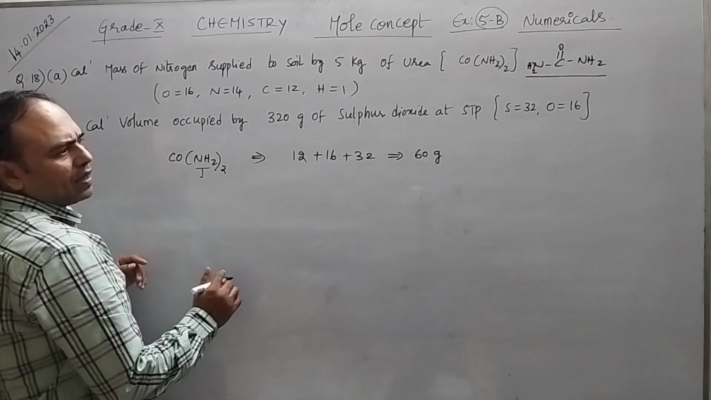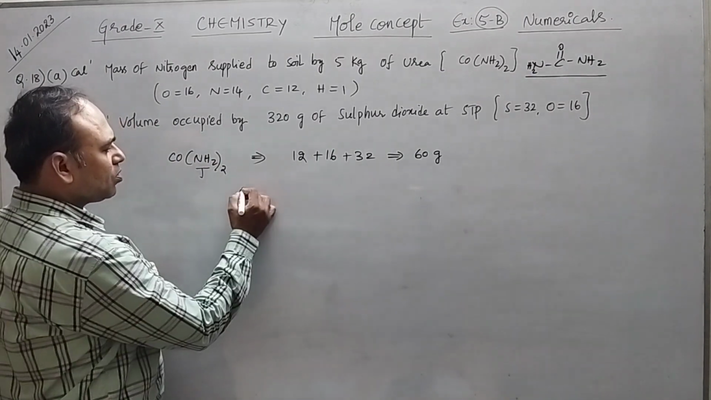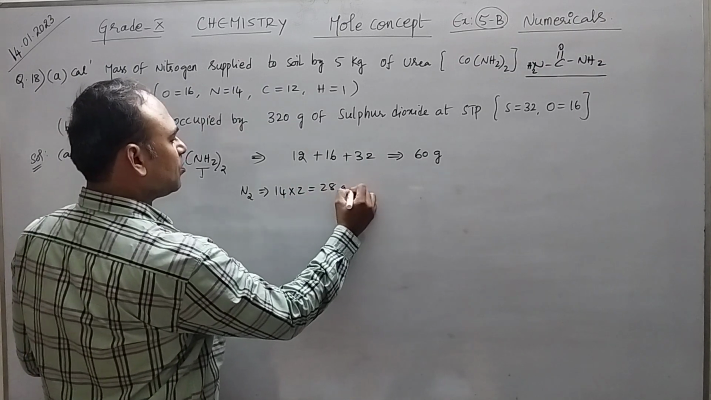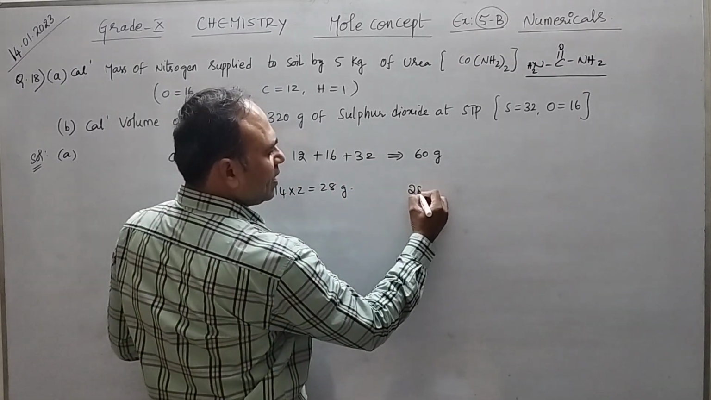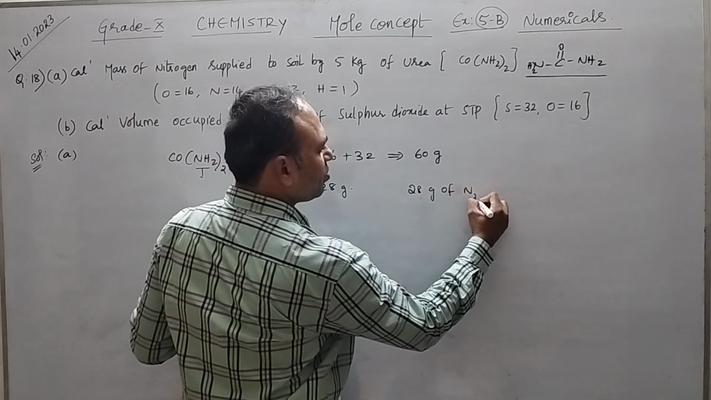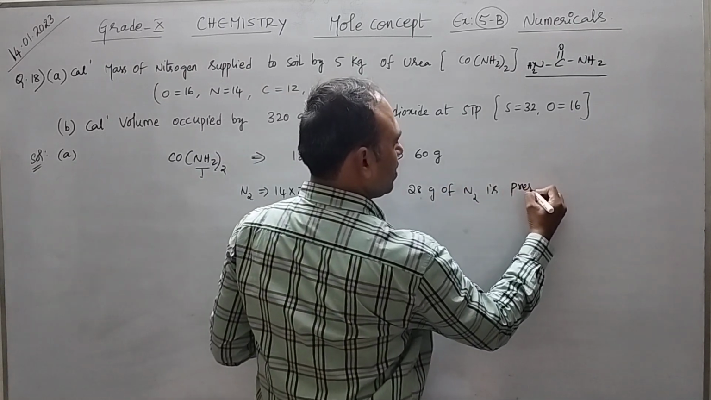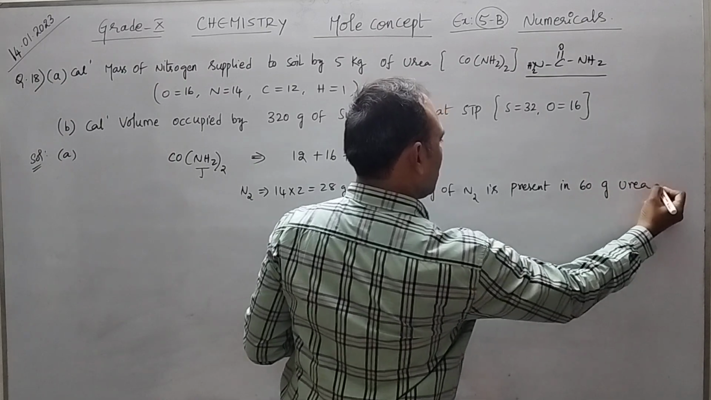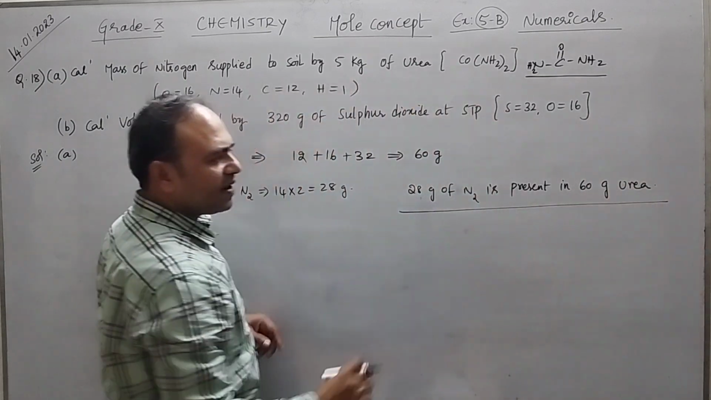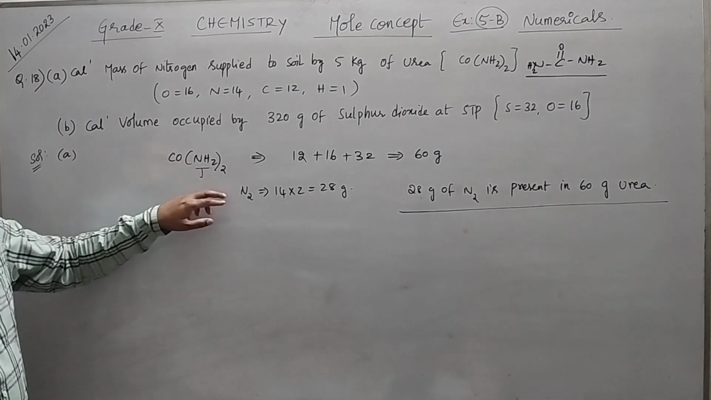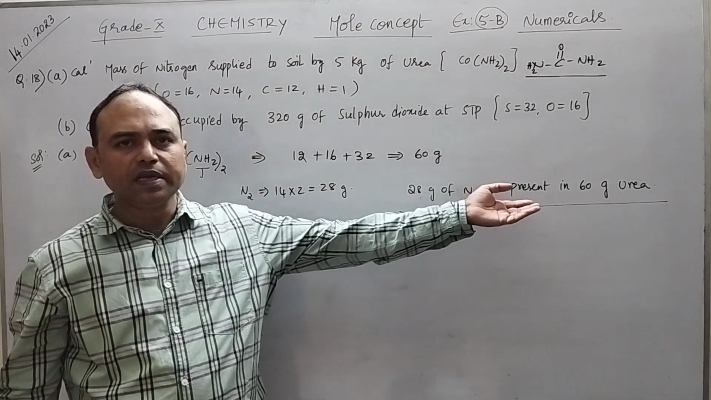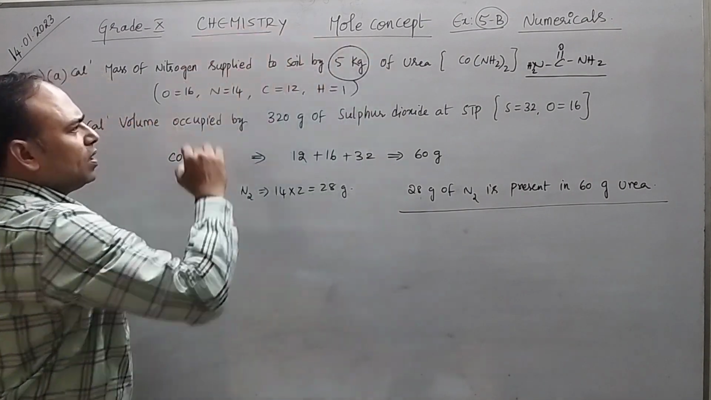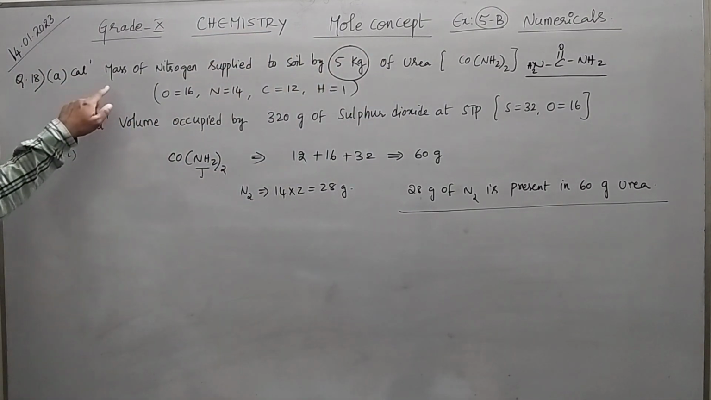In that, how many grams of nitrogen are there? N2 is 14 into 2, so 28 grams. So we can write that 28 grams of nitrogen is present in 60 grams of urea. This is a standard thing. From the molecular mass, you got how much nitrogen is present in 60 grams of urea. Next, in the given question, they are asking how much nitrogen is present in 5 kg of urea.